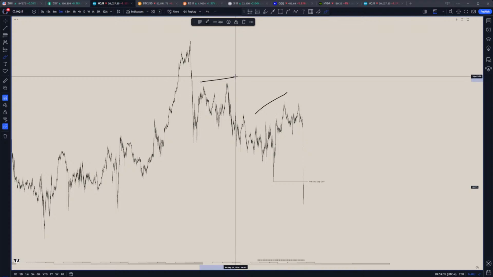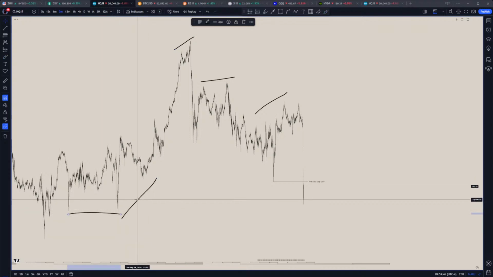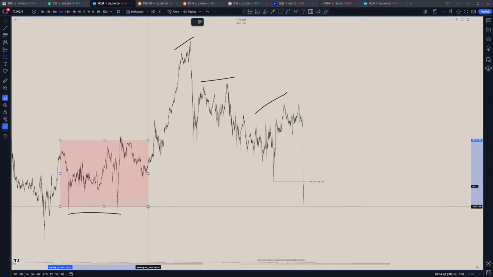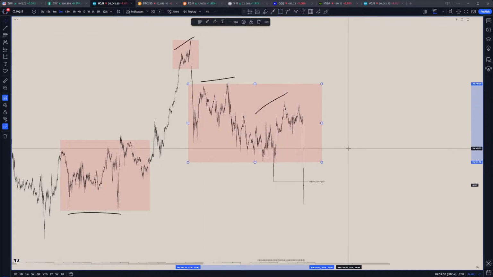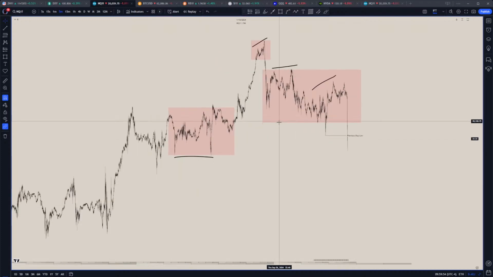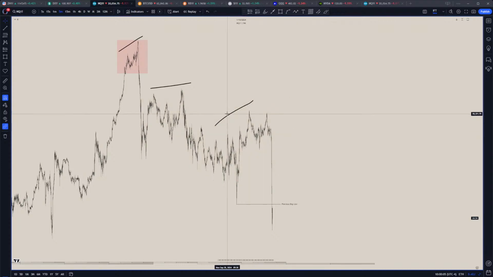SMT up there, SMT over here. I believe there's SMT over here. There's going to be SMTs here, if I remember correctly. Yeah, there was an SMT over here. So you start to see, oh, we're in a smaller market maker model within a larger market maker model, right? Does that make sense? I really hope that makes sense. It's all fractal.